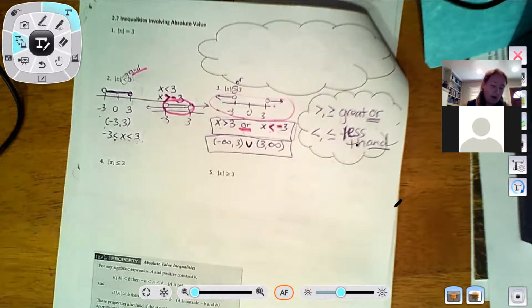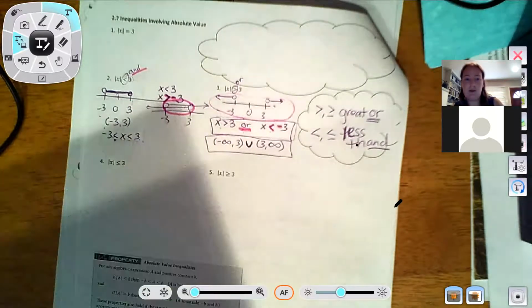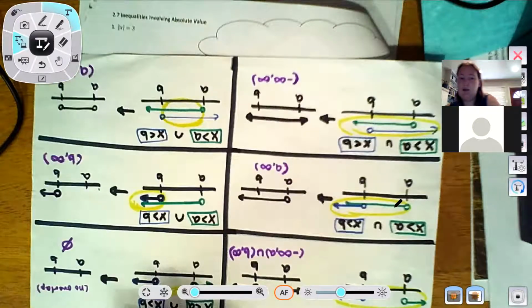Yeah, I actually have a document I'm just going to project for you for a moment. Oops, that's upside down.